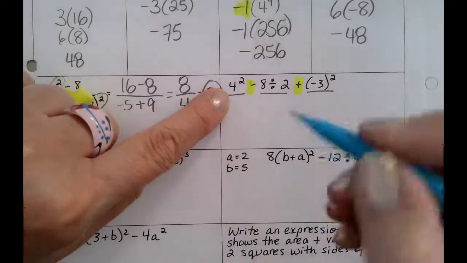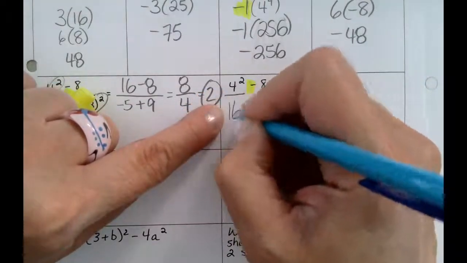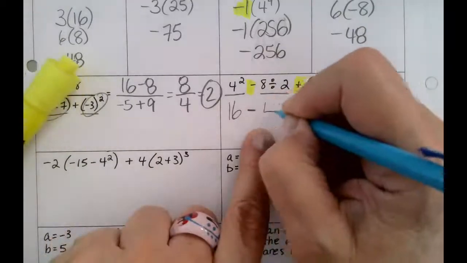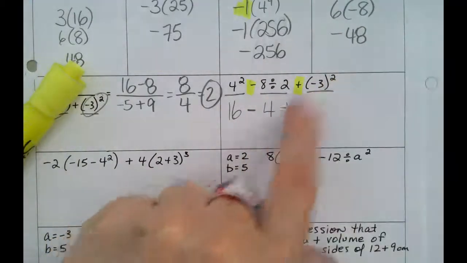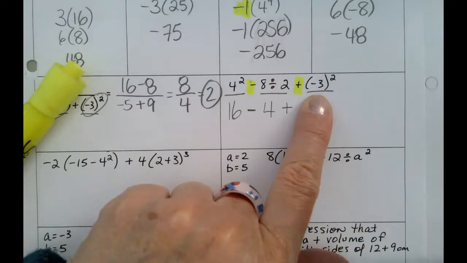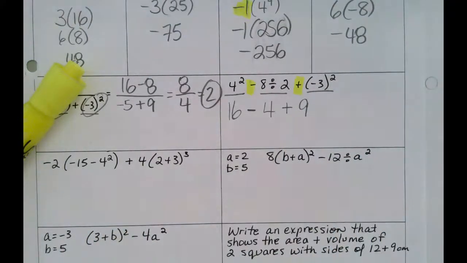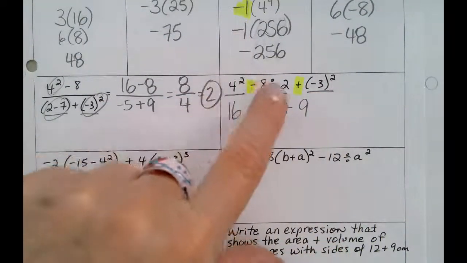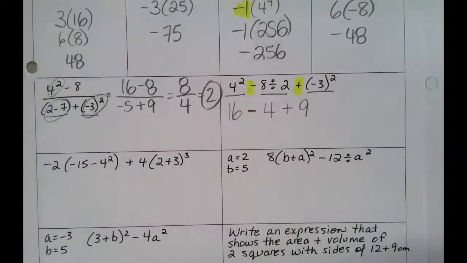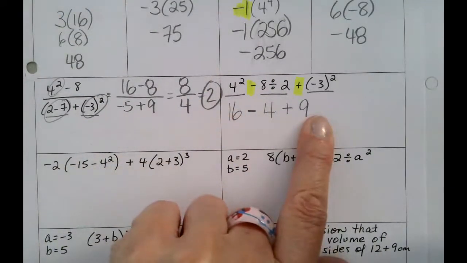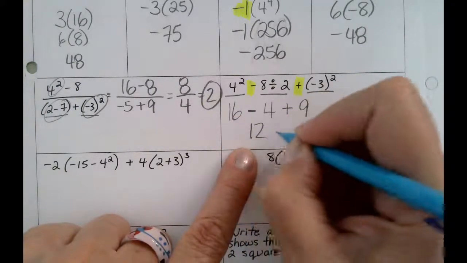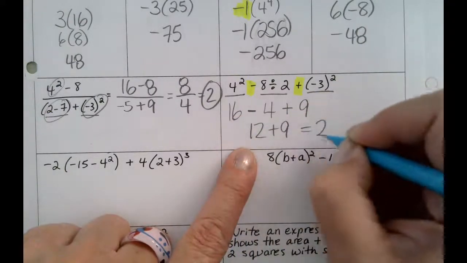4 squared is? 16. Good. And then I'm going to subtract. 8 divided by 2 is? 4. And then I'm going to add. A negative 3 squared is? 9. So really I did brackets. I didn't have any brackets. I did exponents and any division, right? Now I'm left with an adding and subtracting question. 16 minus 4 gives me 12 plus 9, 21.